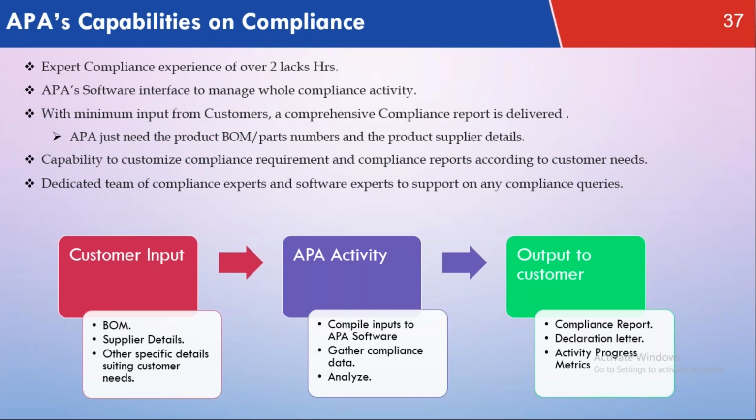Then, in our activity, we will analyze those data, and we will compile that input into the APA software. We will generate mails to our suppliers from this tool, and we will gather the data. We will analyze the data, and we will validate the data. After that, we will generate the compliance report or declaration letter, based upon the customer requirement. We will generate that data, and we will give the output to our customer. This is the process which we are currently carrying out.